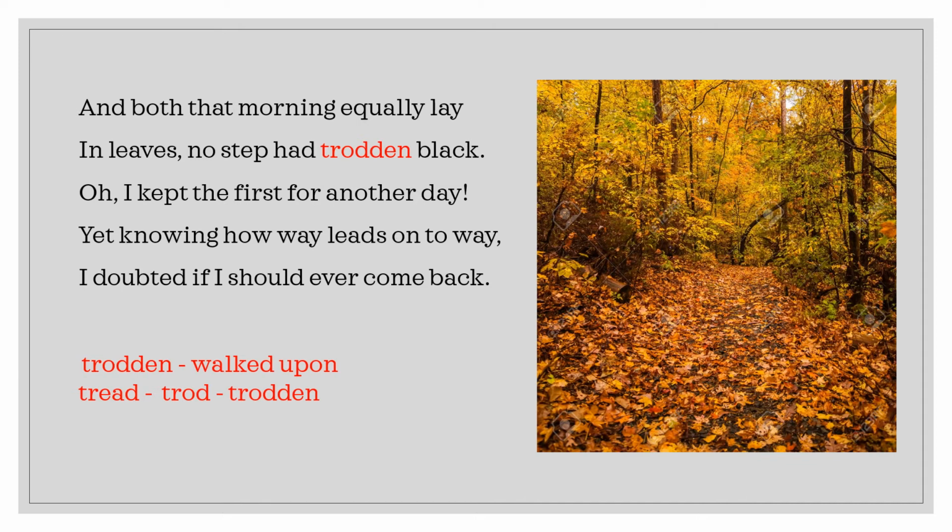The third line is an exclamatory sentence starting with O and ending with an exclamation sign, which indicates the poet's regret on deciding to keep the first road for some other day, as in his heart of hearts he knows that it's not going to happen, because in order to reach a destination, we keep moving on and the road we have taken branches off into another road or path.